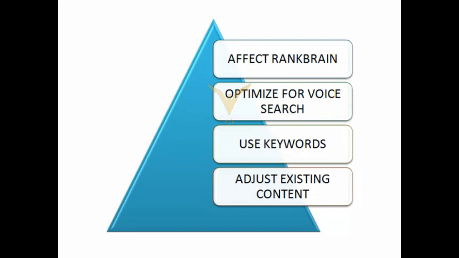So again, I'll repeat, what does Google RankBrain mean? It is CTR plus dwell time. CTR means click-through rate, meaning how many people are clicking on your links, and dwell time means for how long your customer stays on your site. Then you affect RankBrain by giving them the best content, optimizing for voice search, using keywords often, and adjusting existing content with Google Analytics. These are all things that are going to help us rank in RankBrain.